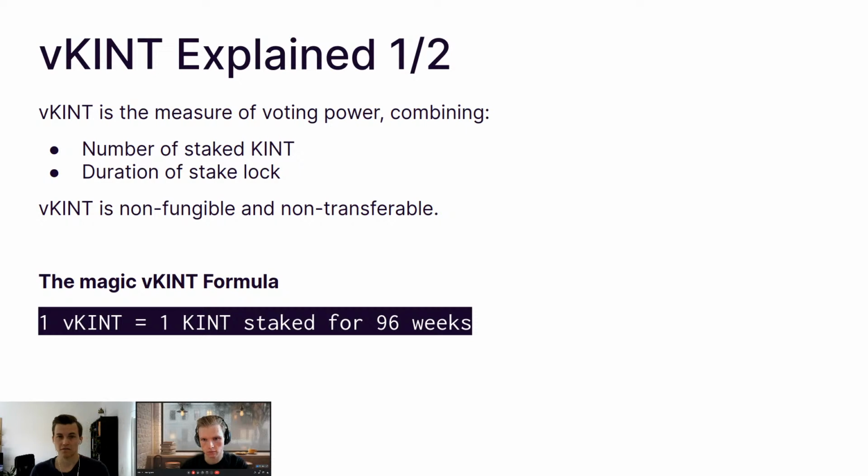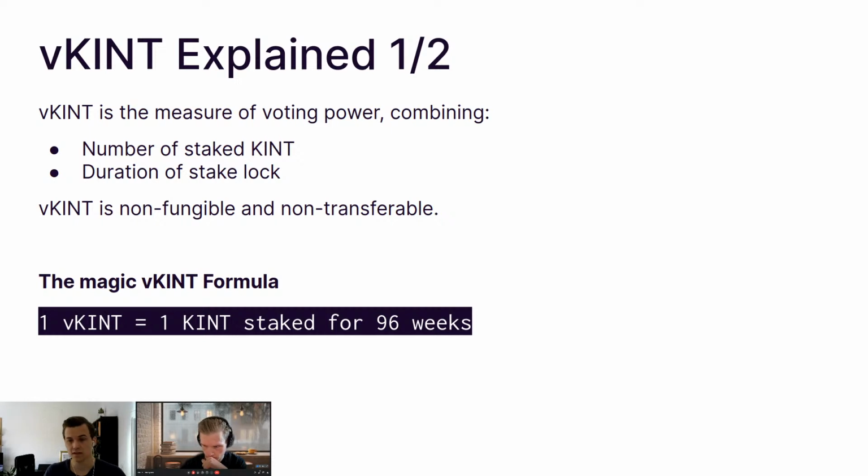Now let's talk about vKINT. vKINT is the measure of voting power, and it combines two measures: number of staked KINT and the duration of your lock. It's important to note that vKINT is non-fungible and non-transferable. It's not even a token. It's just a measure of how much voting power and how much reward share you have in the system.